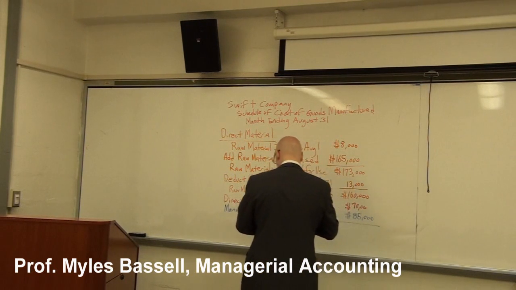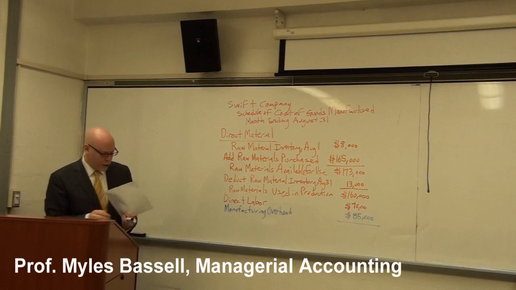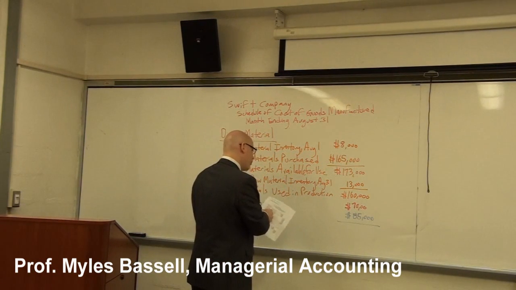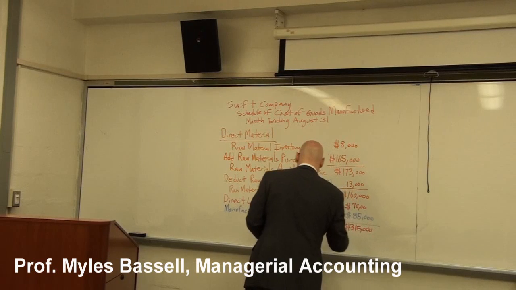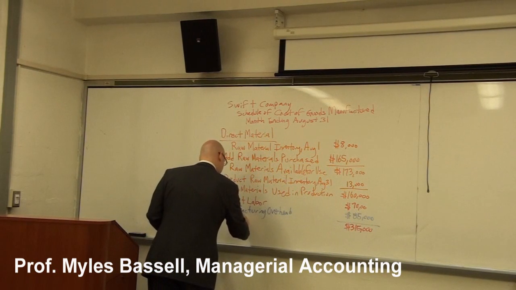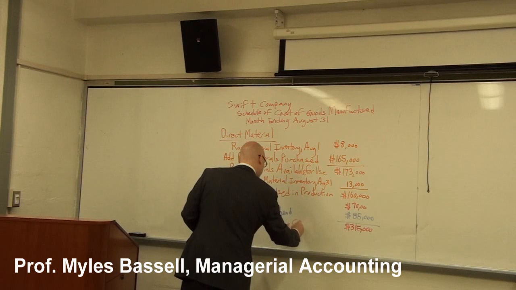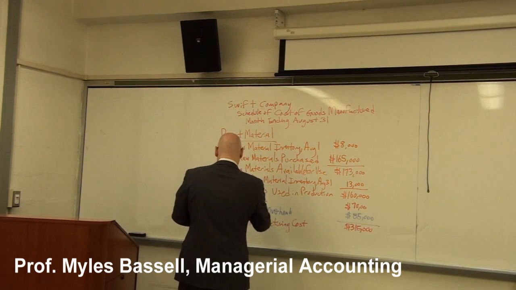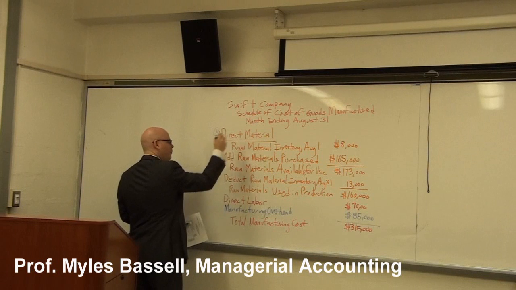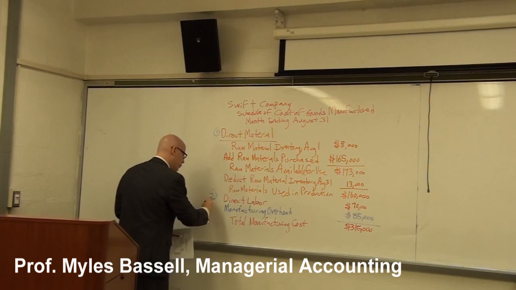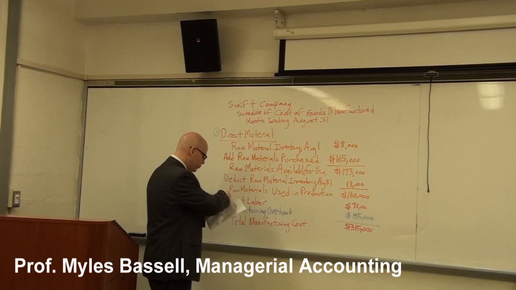So the total manufacturing costs that were incurred in this example is $315,000. That's the total manufacturing cost. $315,000 is the total manufacturing cost. And remember, we said that manufacturing cost includes direct materials, direct labor, and manufacturing overhead. And that's how we calculate the total manufacturing cost.